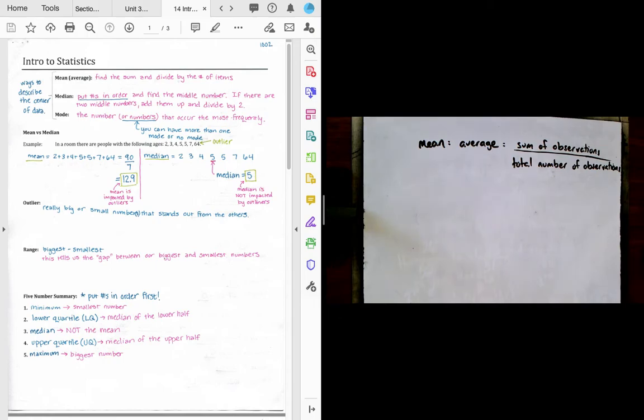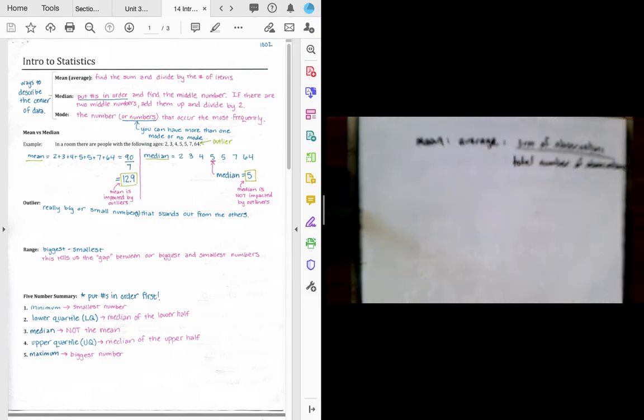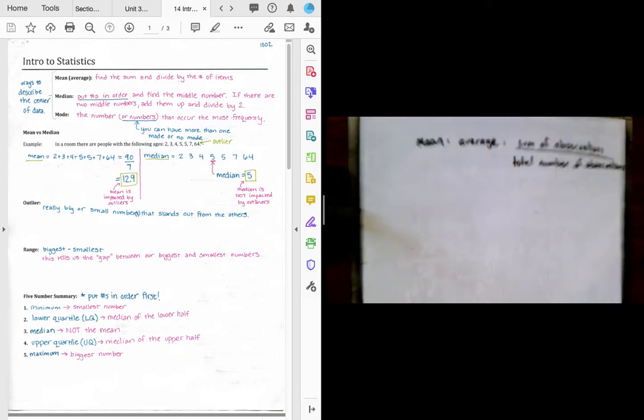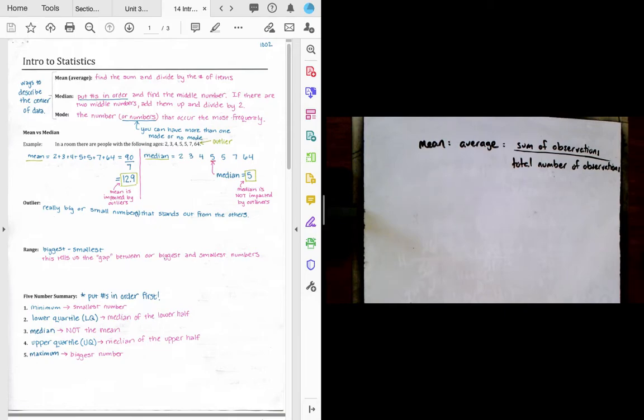It's not the only way to find the middle, though. Sometimes the mean can give us an average that isn't necessarily indicative of the center because maybe one number is way bigger or way smaller than the rest of the numbers. And what that does is it kind of pulls the average in one direction. So sometimes the mean isn't the best way to find out what the middle is.